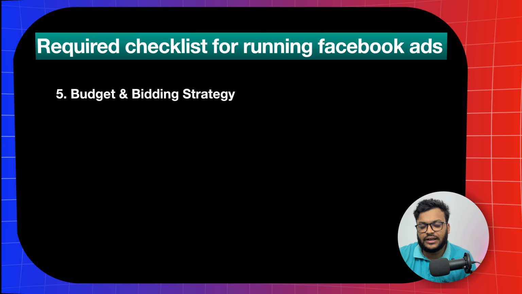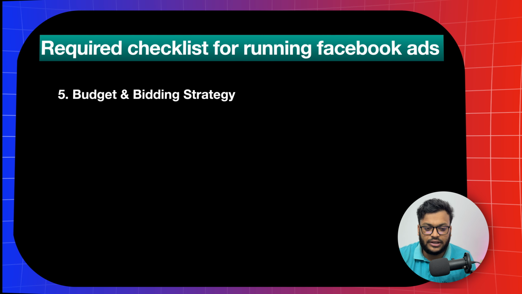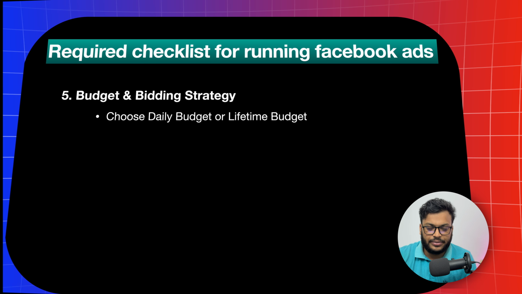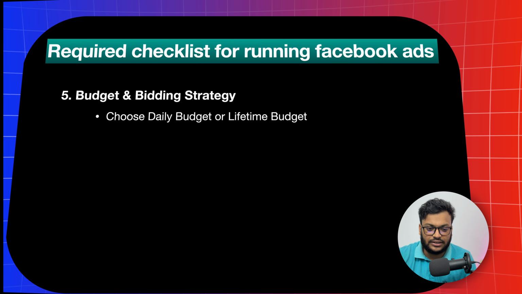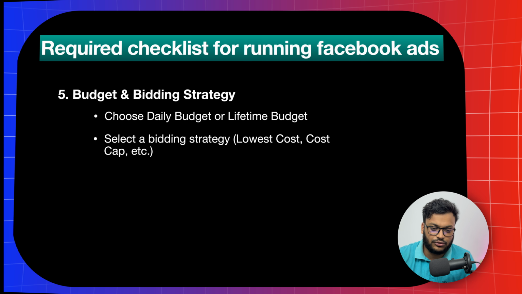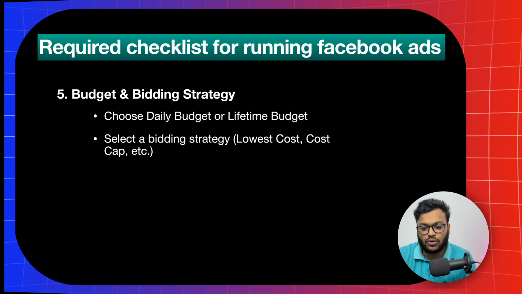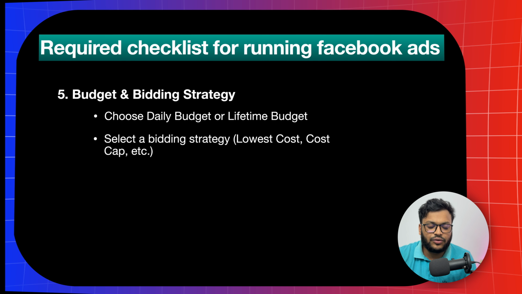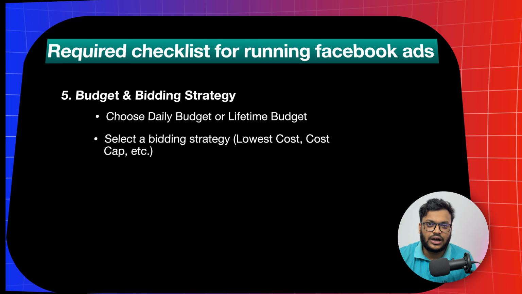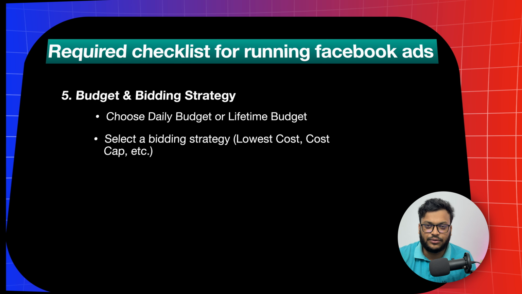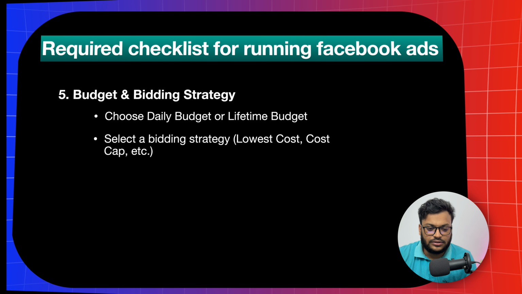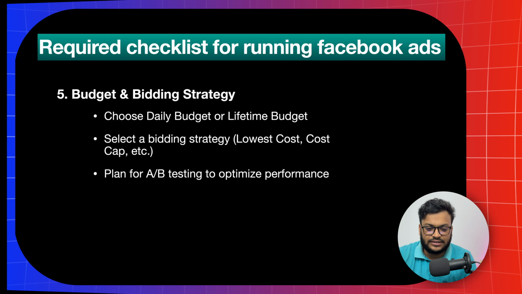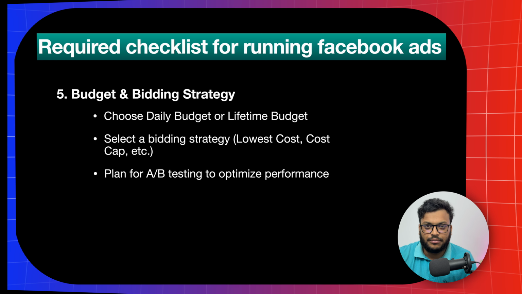And then number five, budget and bidding strategy. You have to understand and make sure about how much you need to pay for a daily or lifetime budget. Then you have to select the bidding strategy, like lowest cost, cost cap, whatever you want. If you don't know, then don't worry, stay tuned. Step by step I will show you how you can set up that. And then plan for A/B testing and optimize performance, you have to be sure about that.